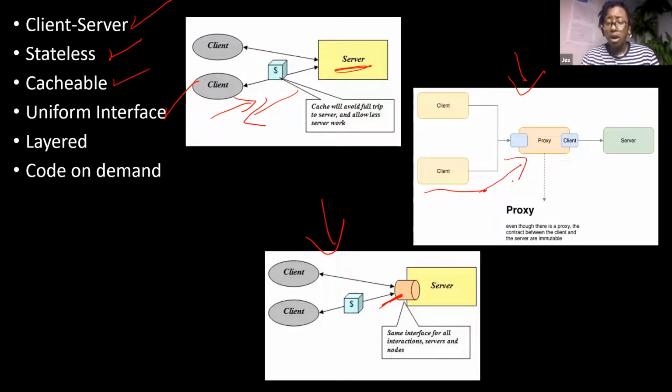Obviously it is going to go to the proxy. The proxy is going to say, even though there's a proxy, the contract between the client and the server is the same. So the proxy is going to get that request. The proxy is going to say, oh, you want a request? This is what they're asking. The server will say, okay, well, here's the response, and the proxy is going to send it to the client.